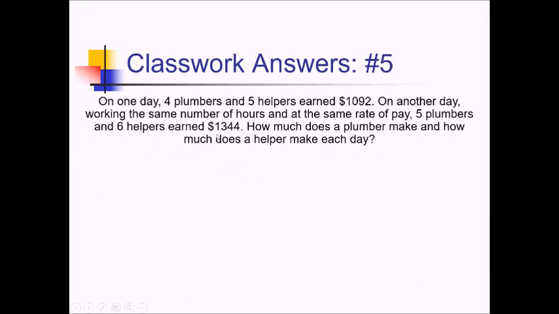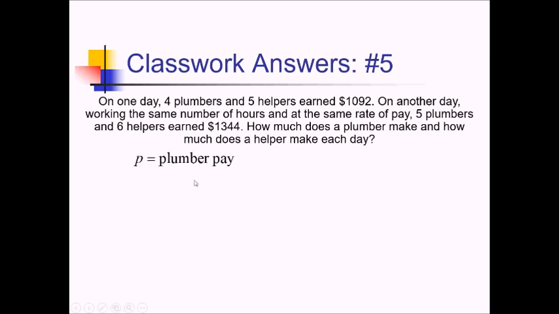For this one, we have 4 plumbers and 5 helpers earning $1,092 on one day. Another day, with the same number of hours and same rate of pay, we had 5 plumbers and 6 helpers earning $1,344. We want to know how much each of them gets paid each day. So let's set up some variables for the things we're solving for.